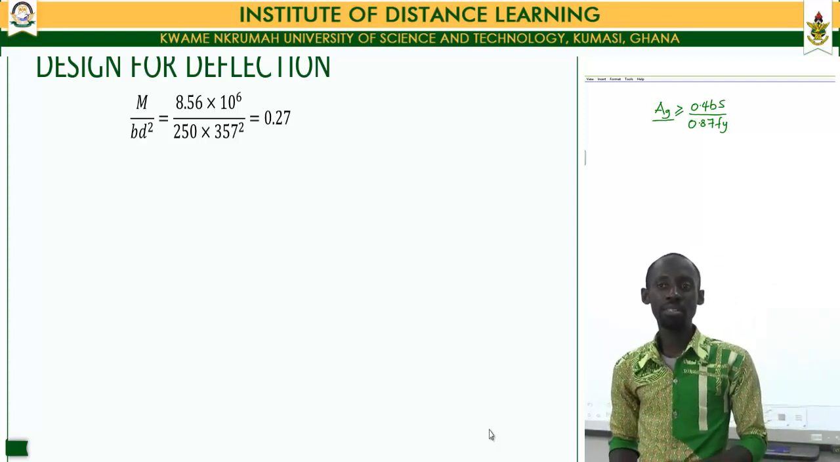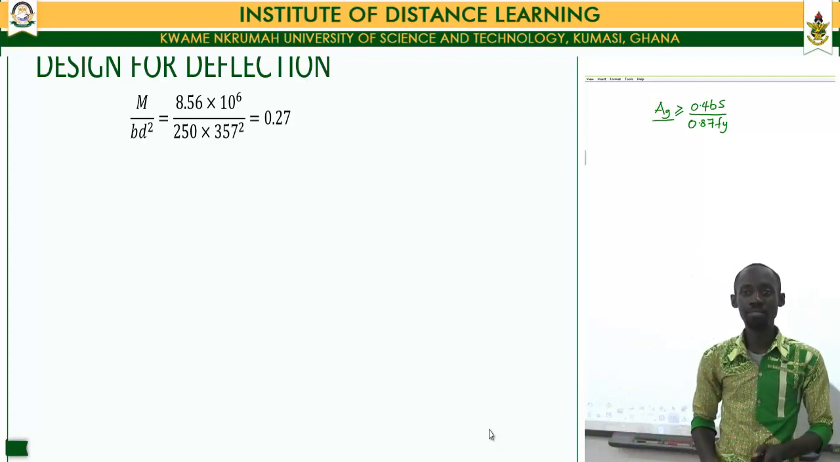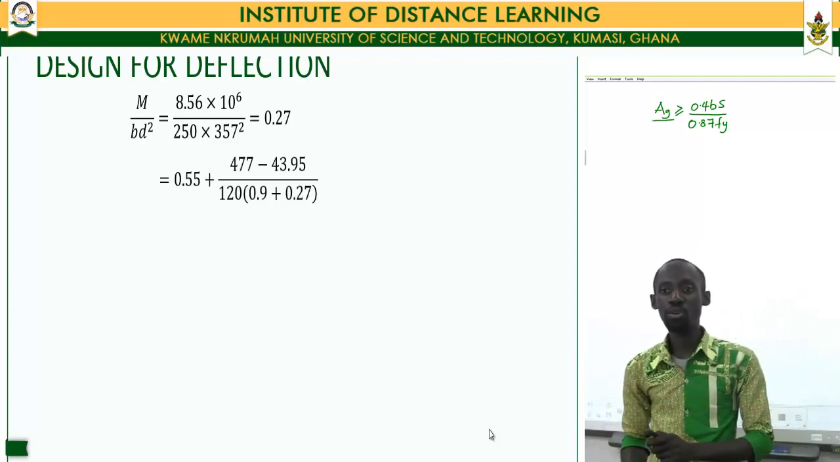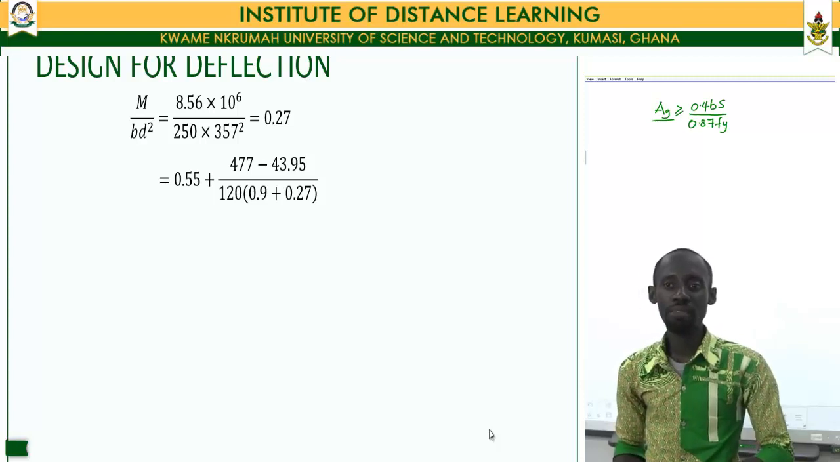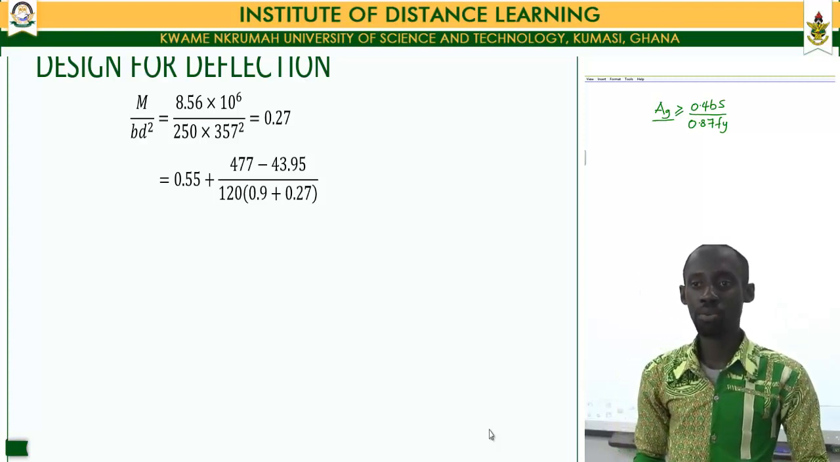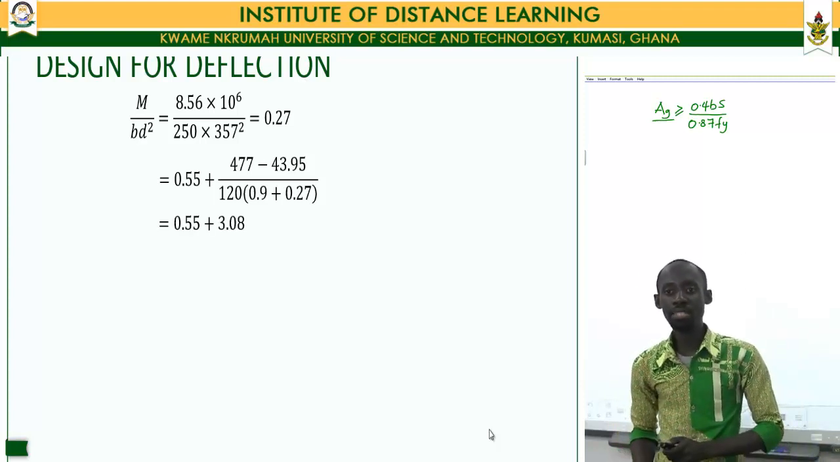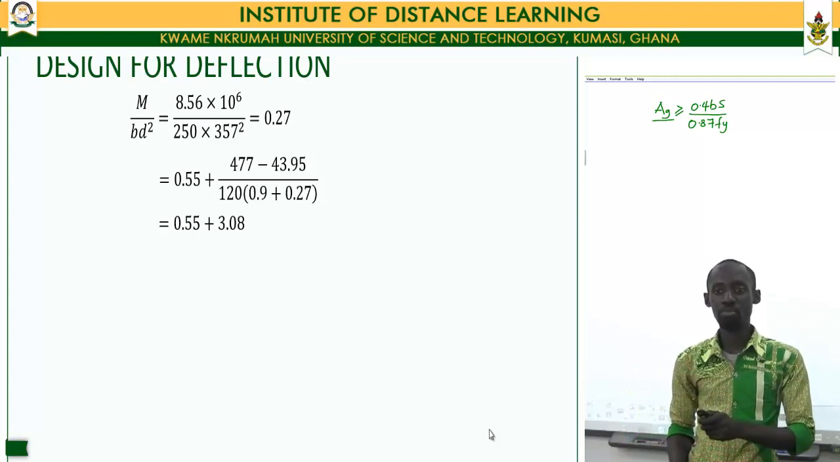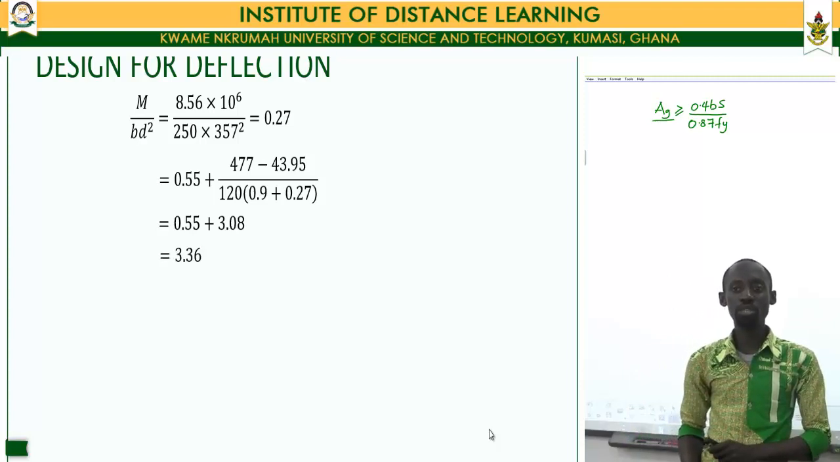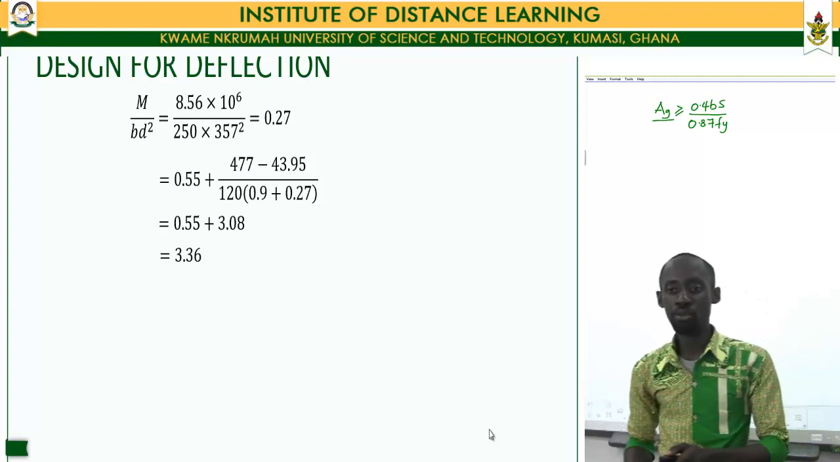So then having determined our fs value and our M over bd squared value, we can now move ahead and substitute everything into our modification factor equation. And this gives us a value of 0.55 plus 3.08 with an ultimate modification factor value of 3.36.